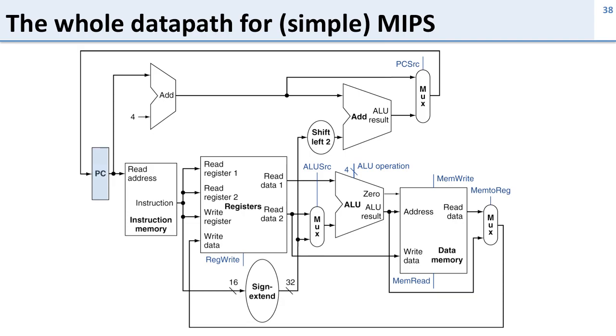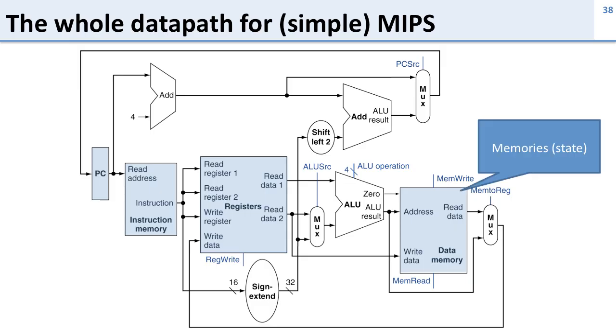So what do we have here? Well, we have our program counter, we have our instruction memory, we have our register file, and we have our data memory. What do all of these things have in common? So these are all memories. They all store state. So these are the state parts of our processor.